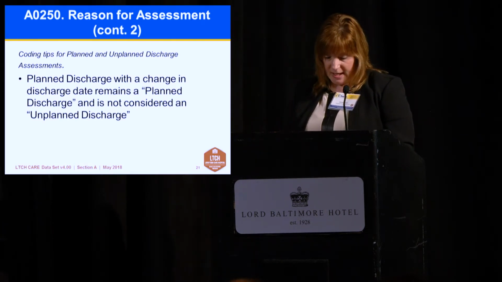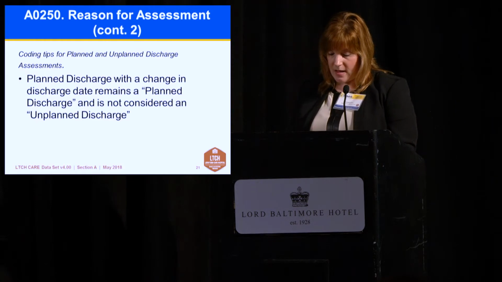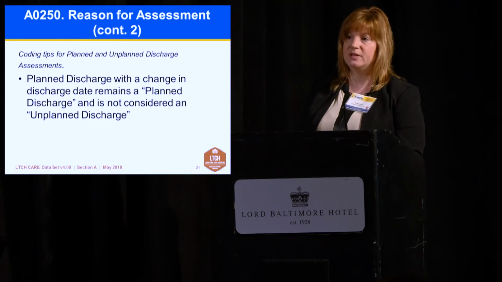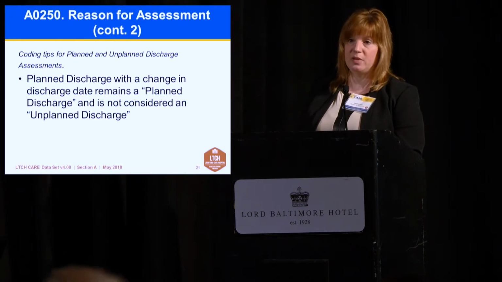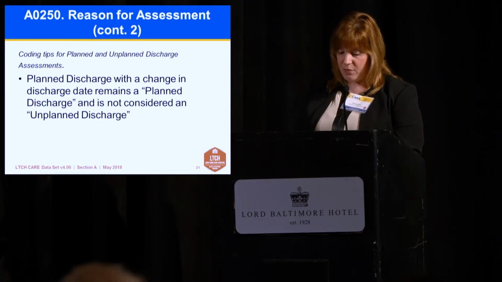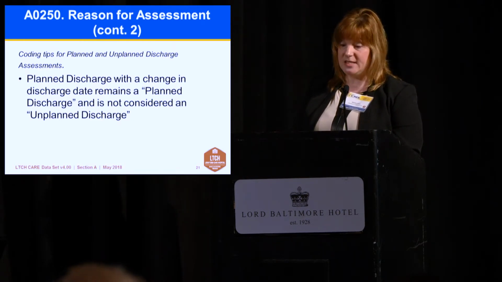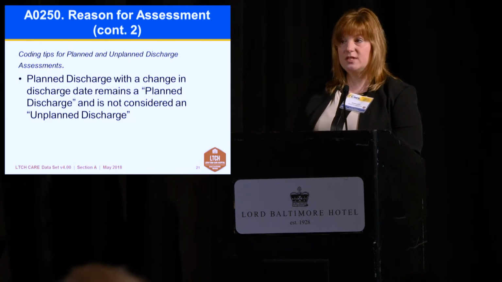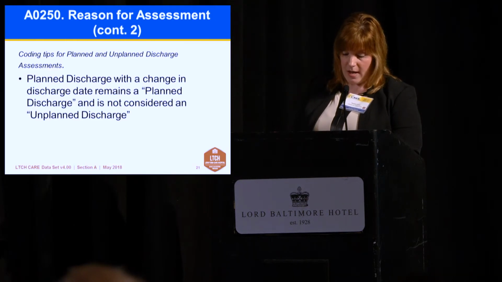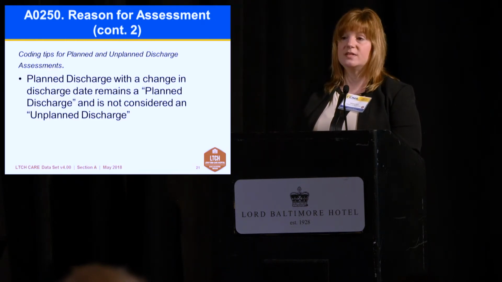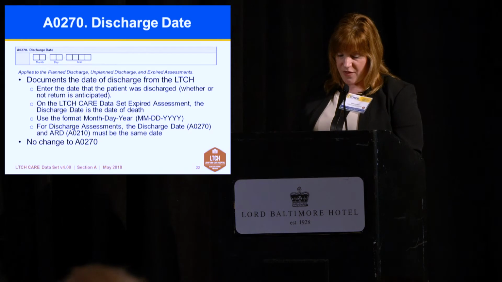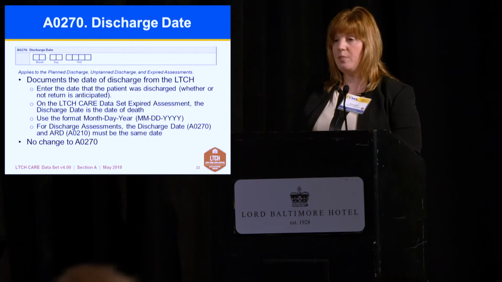Planned discharge: it's important to point out that a planned discharge with a change in discharge date should be coded as a planned discharge and not considered an unplanned discharge. For example, if a patient was originally scheduled to be discharged on 5/1 and it is delayed till 5/2, you would use the actual discharge date of 5/2 even though it deviated from the original plan. It was still a planned event. There are also no changes to Section 0270, which is where we document our patient's discharge date.